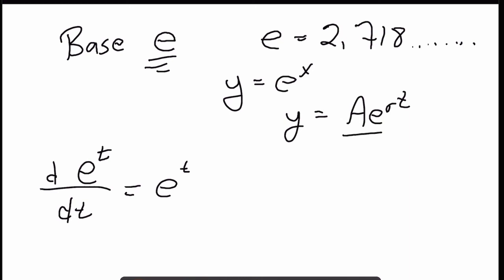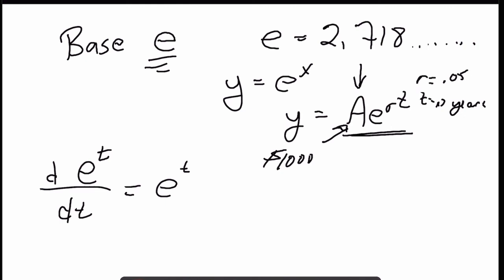Now, let's look at this. Here's an amount. So let's say I start out with $1,000. Okay? I start out with $1,000. That's A. And I'm getting 5% interest for 10 years. That's R, and that's T. And you're like, oh, I might use this someday. Yes, you might. So Y would be $1,000 e to the 0.05 times 10. And if I calculate that out, I would get the value of A in the future. I'm getting the future value. And you're saying, well, I already know how to do that.